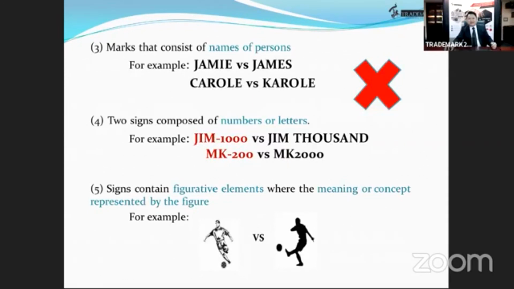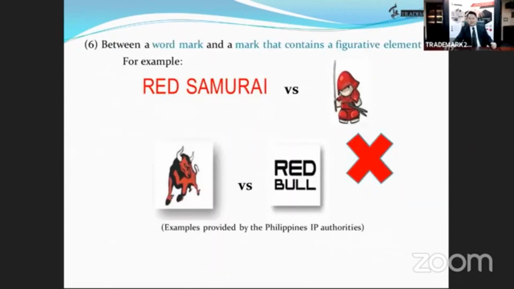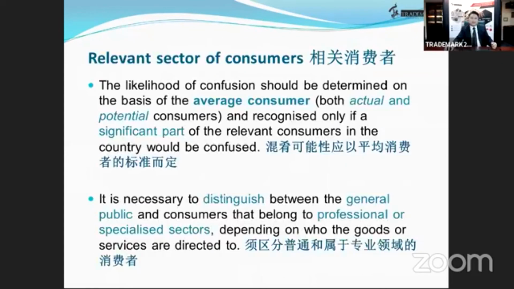And the figurative. If someone registered Red Samurai and you try to come up with a figure like this, you will get an objection as well. Because by reading the word Red Samurai, I can figure out it's you. Red Bull. These are examples provided by the Philippine IP authorities here. So the relevant consumer sectors have to be taken as well.